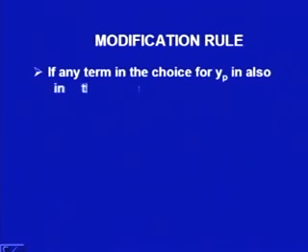That says y_p will not be linearly independent of the homogeneous equation solution, while we require y_p to be linearly independent of that one. That says we require certain modifications. So, the second rule is called the modification rule. What is this modification rule?